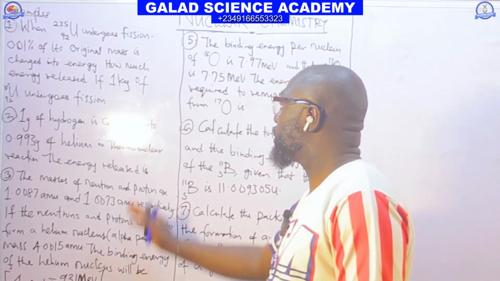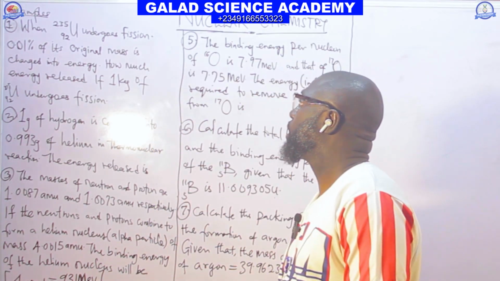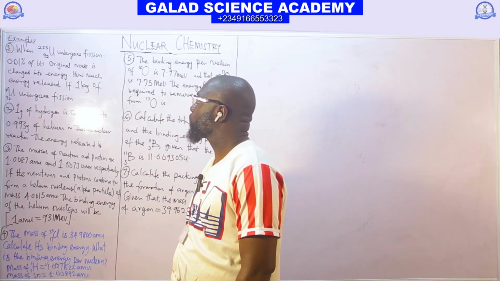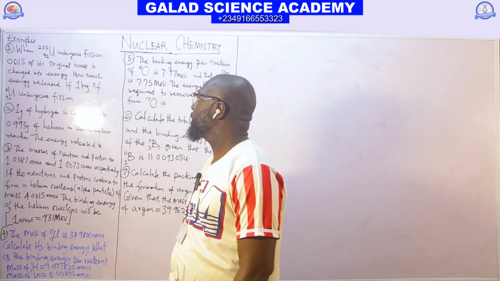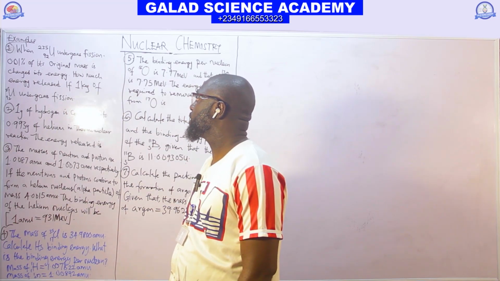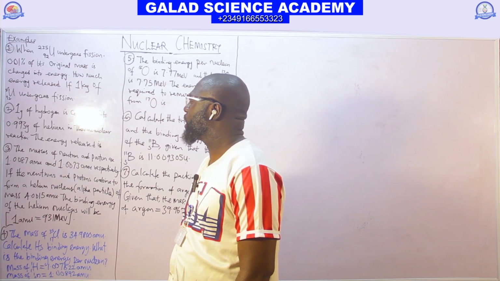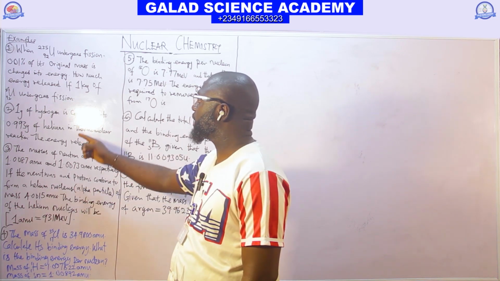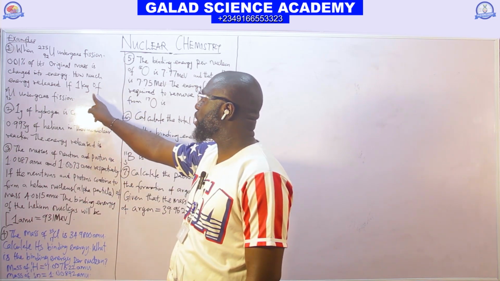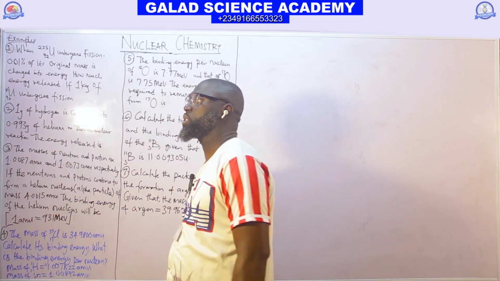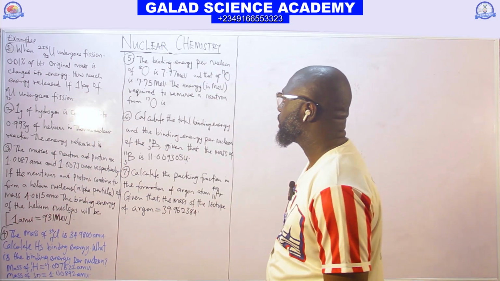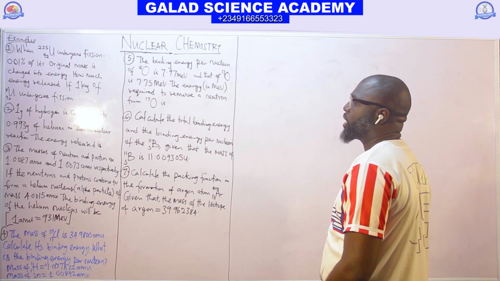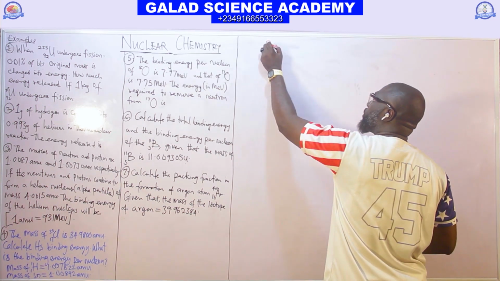So let us solve all these questions on mass defect and binding energy. Question number 1. When uranium-235 undergoes fission, 0.01% of its original mass is changed into energy. How much energy is released if 1 kg of uranium undergoes fission? So the percentage is 0.01.